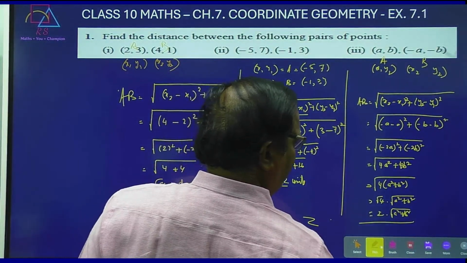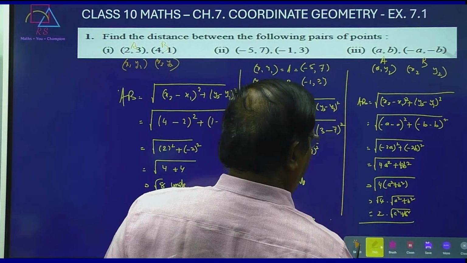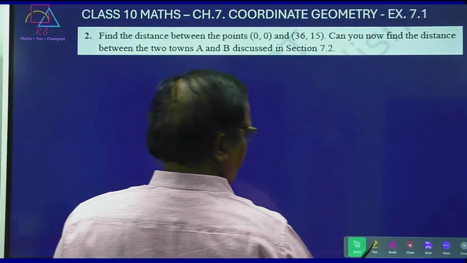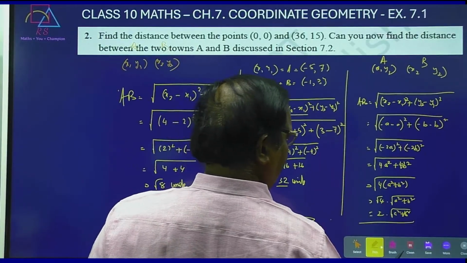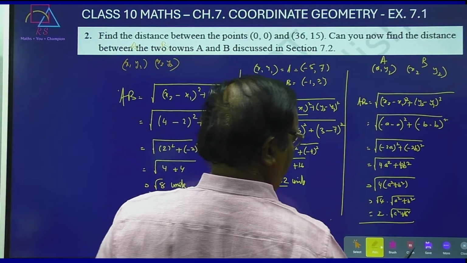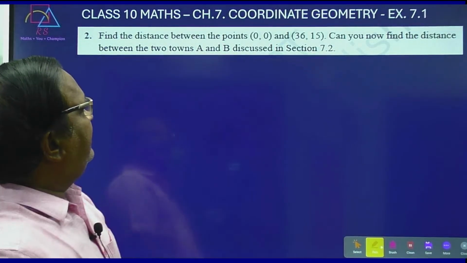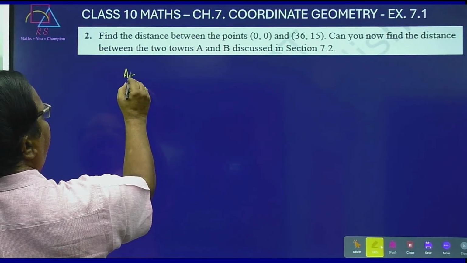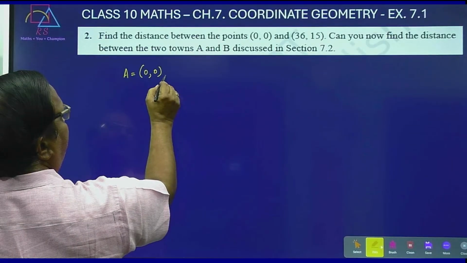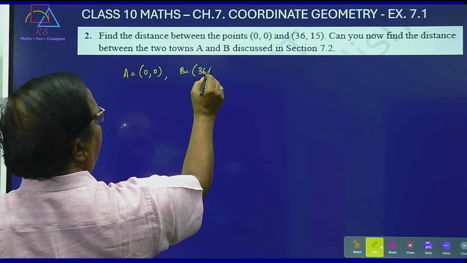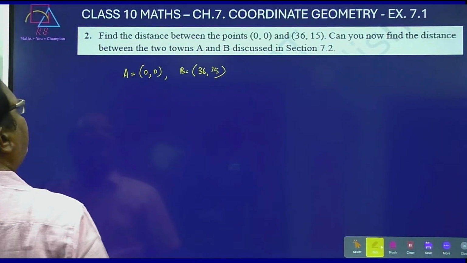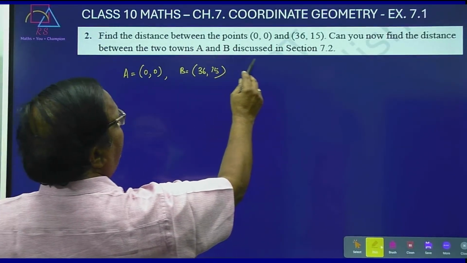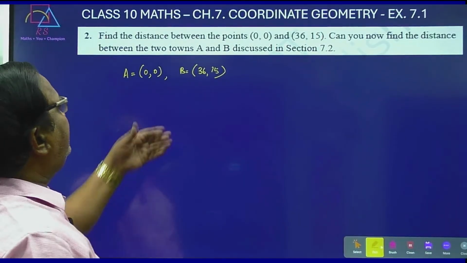Right. Let us go to one more, the second question. Okay. Find the distance between the points. So now let me write A is equal to (0, 0) and B is equal to (36, 15). He asked directly the first point, we will do it. Can you find the distance between the 2 points A and B discussed in the second? Okay. So that we will leave it.